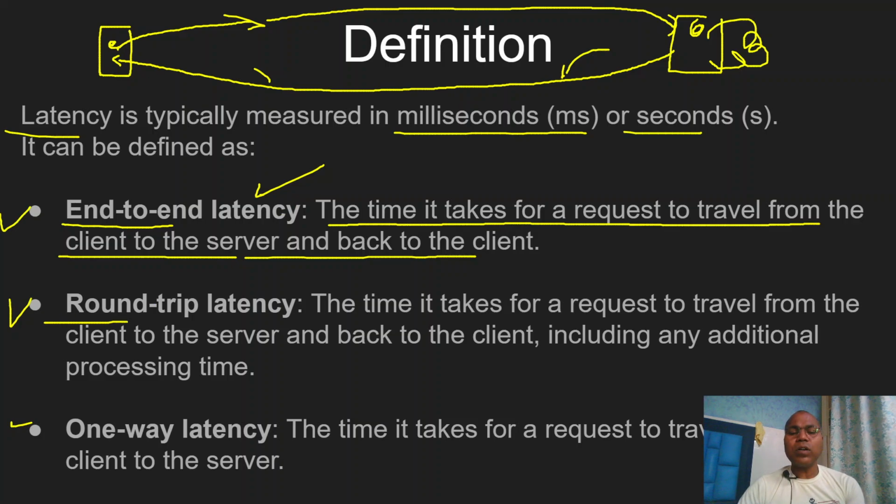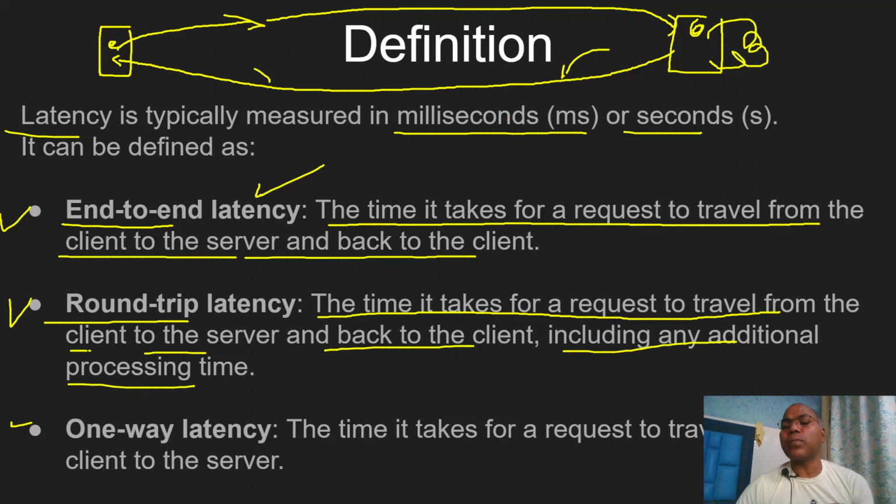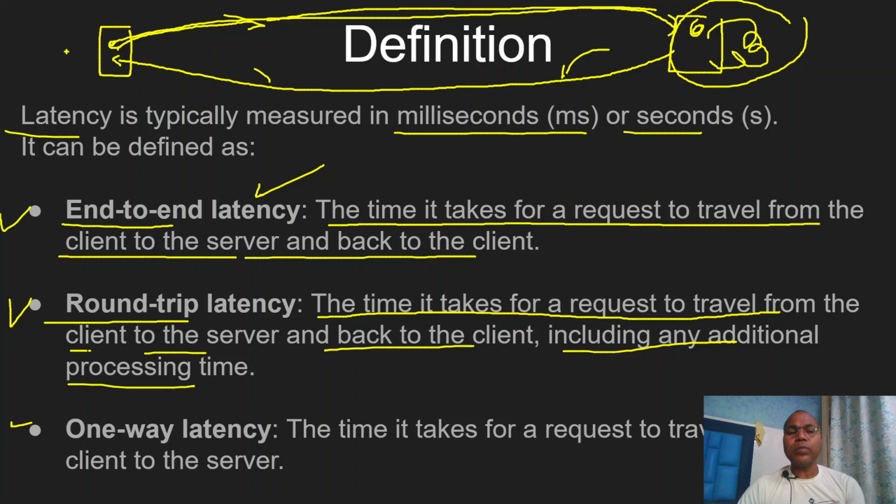Sometimes round trip latency is the time taken for the request to travel from the client to the server and back to the client, including additional processing time. So this is a round trip. Round trips include this request, response, plus additional processing time as well. So end-to-end time is the round trip. Round trip means request time plus response time plus processing time.